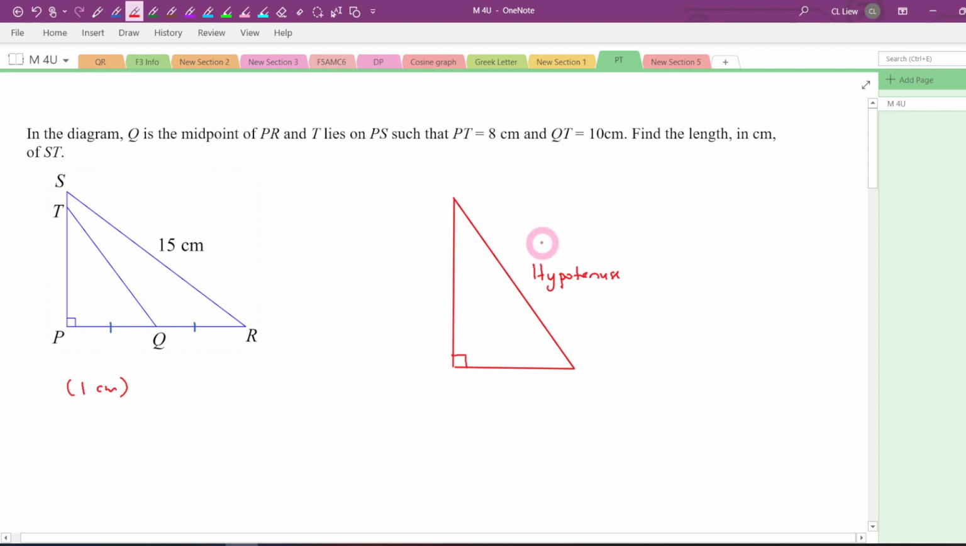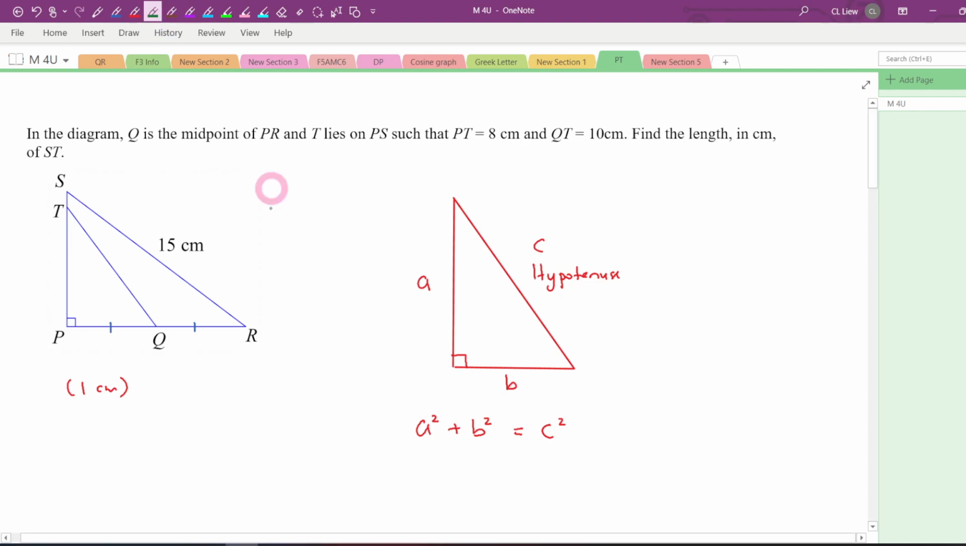So let me see. Okay, this is A and this is B. So what does Pythagoras theorem tell us? Pythagoras theorem tells us that the sum of the square of the two shorter sides of a right angle triangle, which means A squared plus B squared, is equal to the square of the longest side of a right angle triangle, which means A squared plus B squared is equal to C squared.